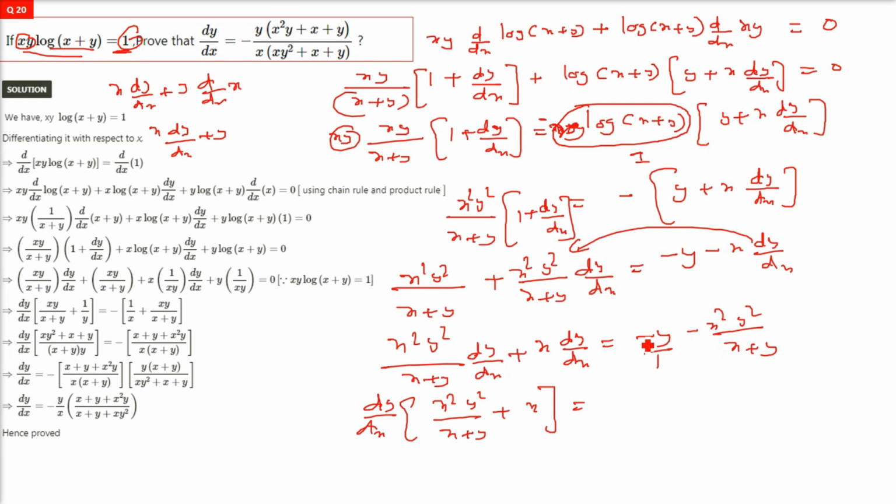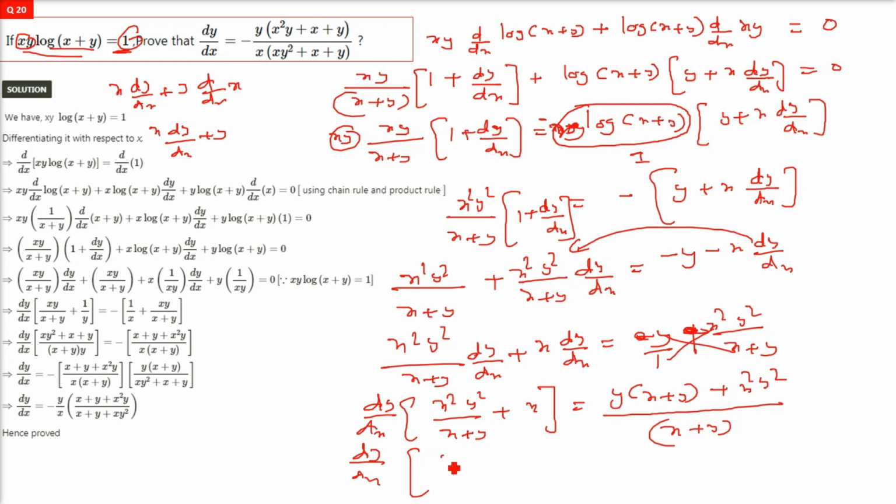let us solve it. I'm just getting rid of the negative. I'll use it later. Assume it to be positive one. So we have y xy plus x square plus y square, taking LCM, divided by x plus y. So we are multiplying y with x plus y plus x square y square divided by x plus y. This also we can do. Let us do this here. Dy by dx. This is going to be x square plus x square y square plus x into x plus y and divided by x plus y.